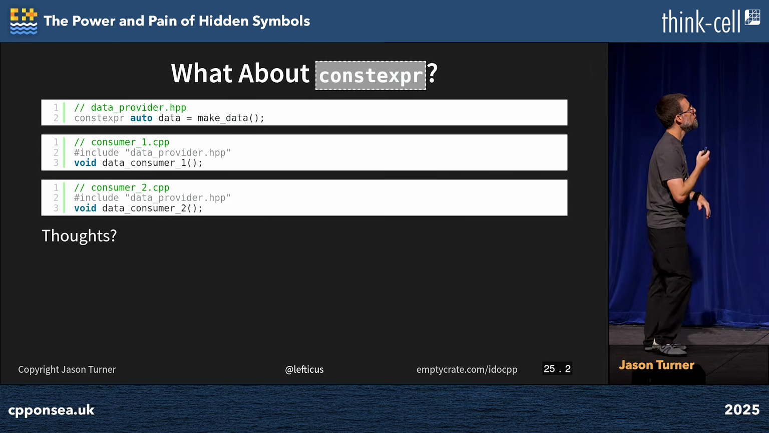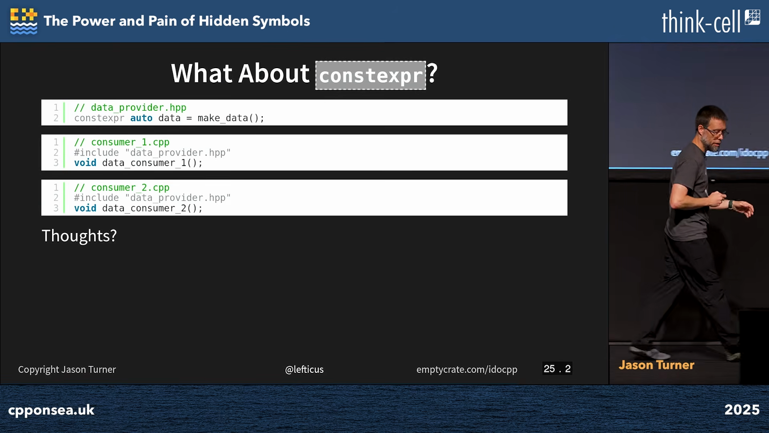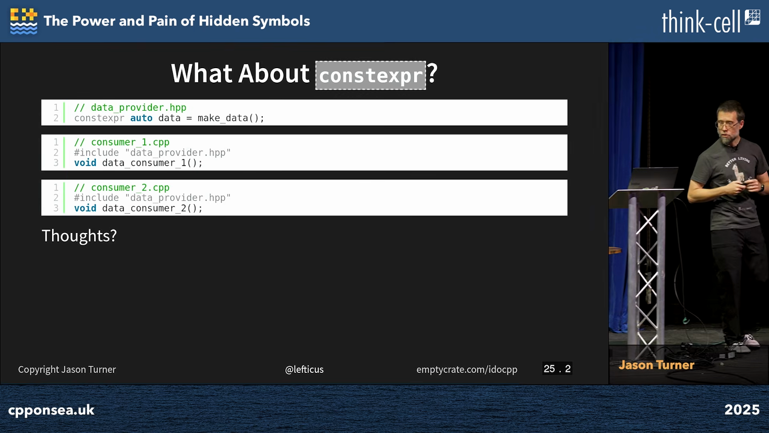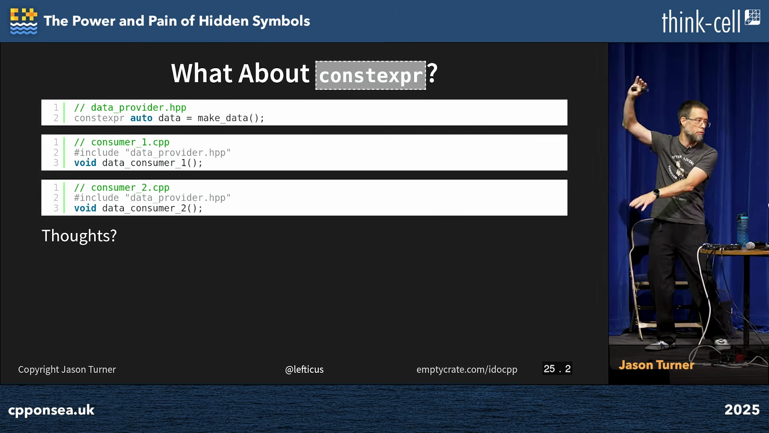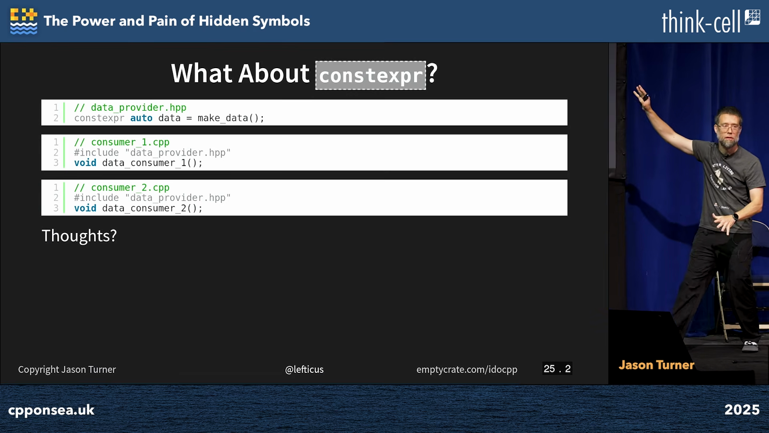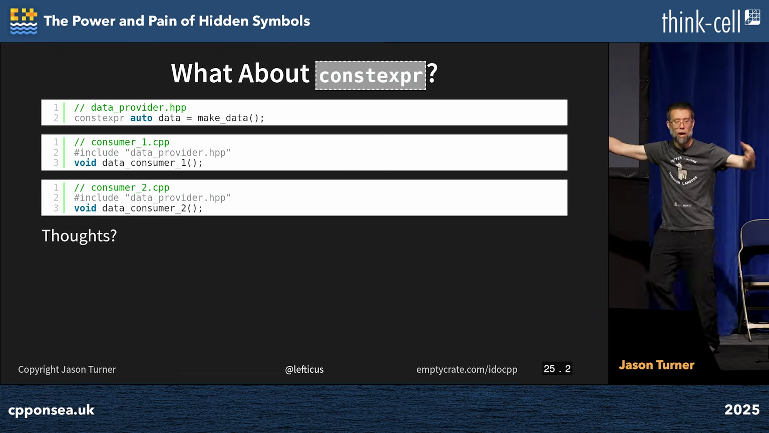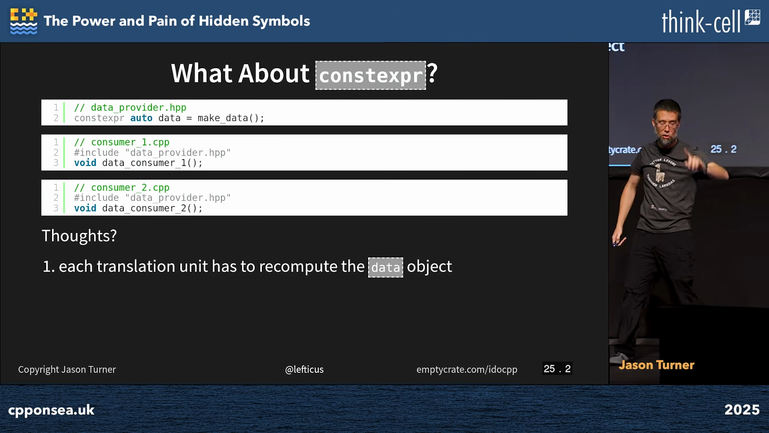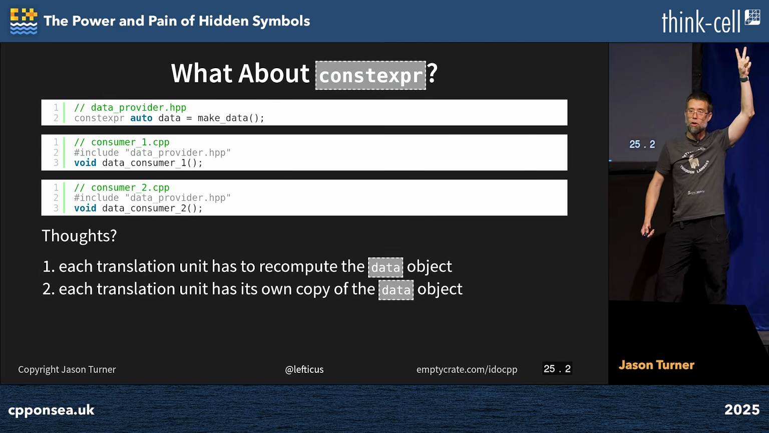All right, what about constexpr? It's impossible for me to have a talk without talking about constexpr. It's a law. Okay, so I've got some sort of constexpr global data, and then I consume it from two different files, which hopefully, yes, that's all correct. What are your thoughts on this? Go ahead, yell something out. We're running out of time. Inline. But why? Right now I have no duplicates. So each translation unit, first of all, has to recompute that data thing, and then second of all, they get their own copy of it.